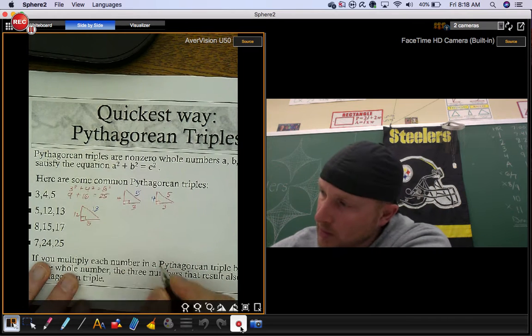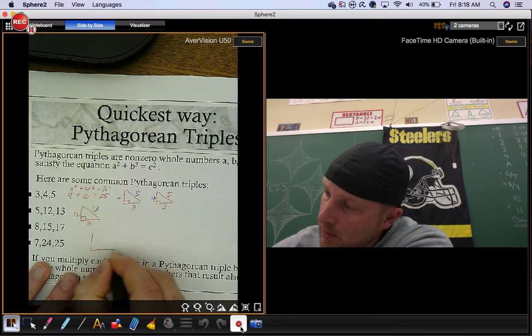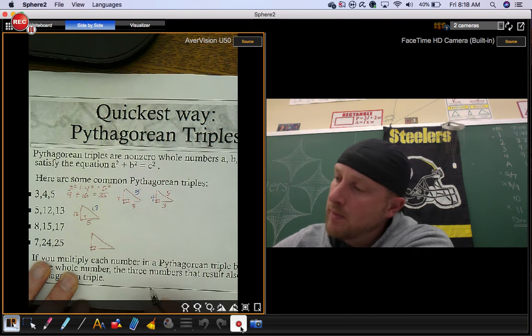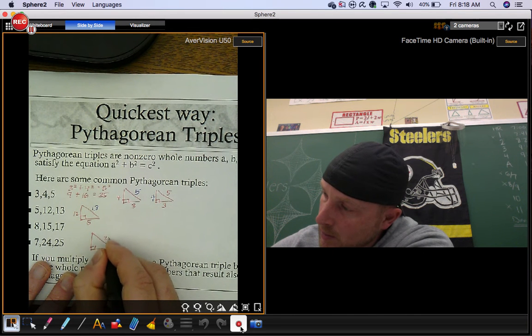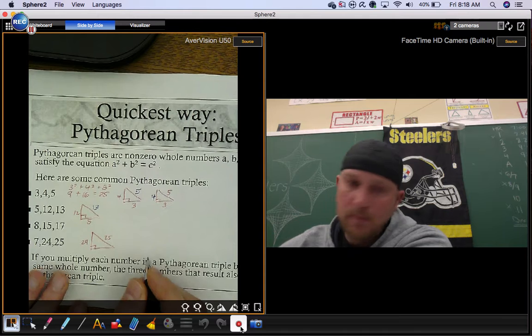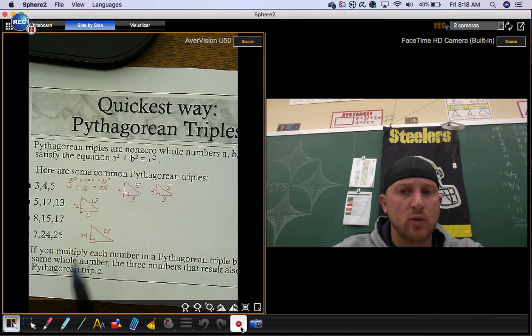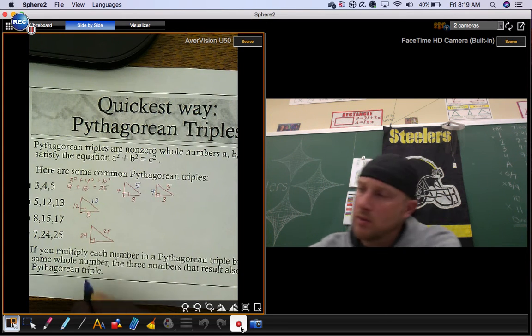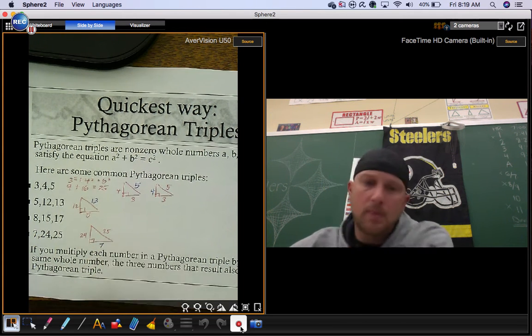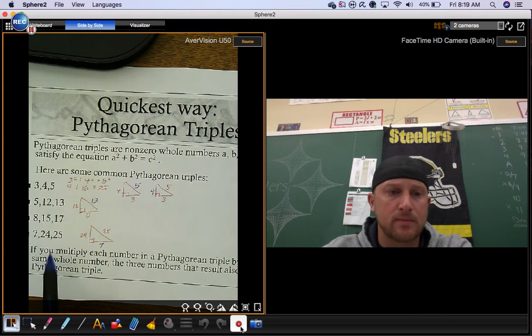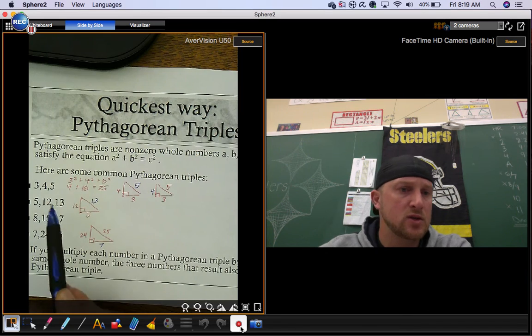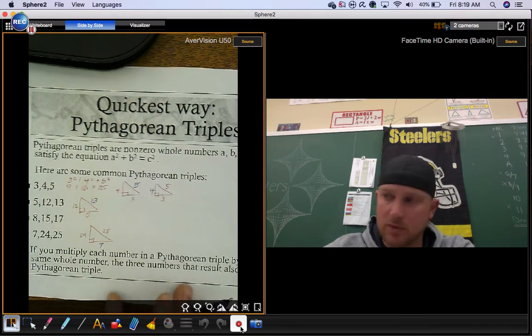Let's throw another one in here. Let's say you have a right triangle where the hypotenuse is 25 and one of the legs is 24. How long's the other leg? 7. 7, 24, 25. Okay? So these are common Pythagorean triples.